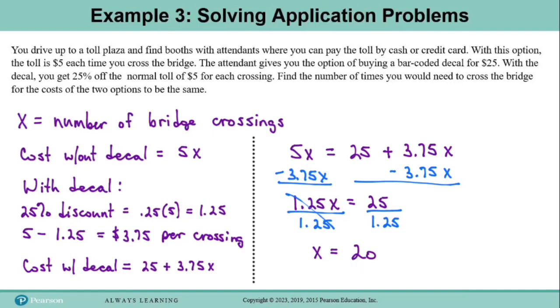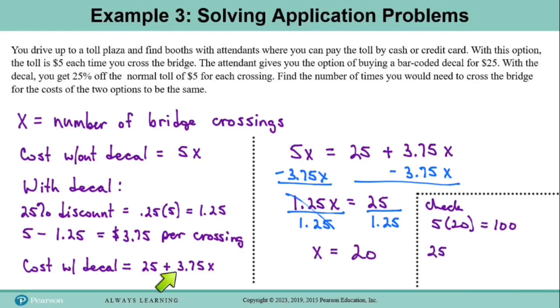So if we take the 20 and we plug it into each expression, they both should give us the same amount of money. So 5 times 20 trips would mean a total cost of $100 without the decal, and then with the decal, 25 plus 3.75 times 20 trips would give us a total cost of $100 as well. And so we were correct. 20 trips is where you break even.